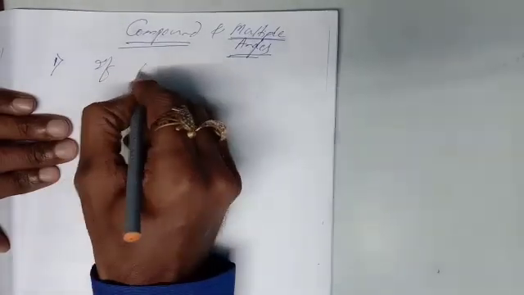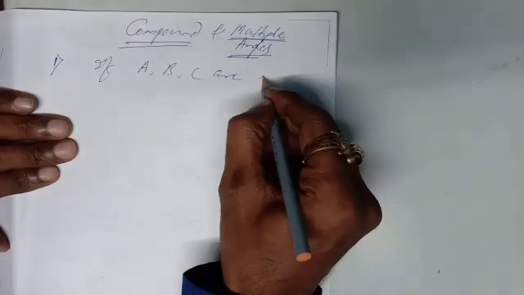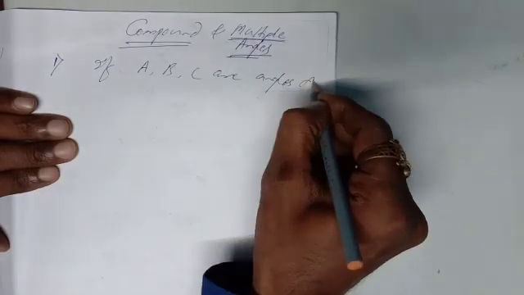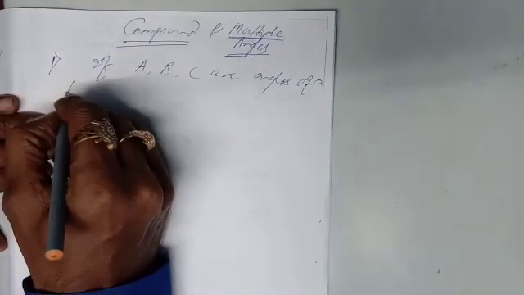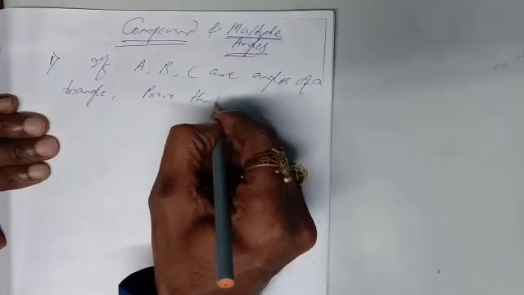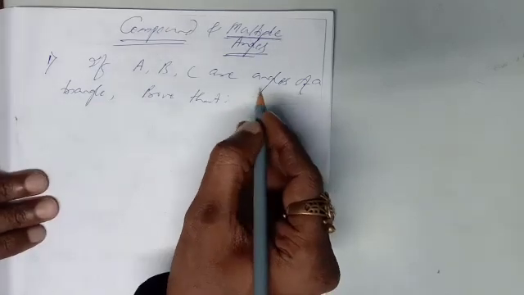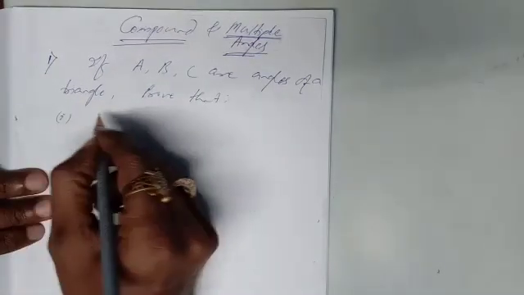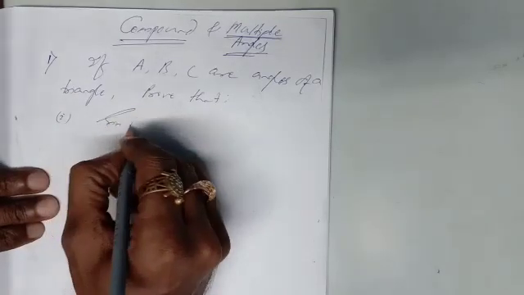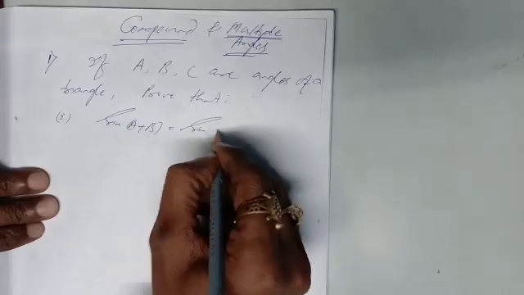If A, B, C are angles of a triangle, then prove that... ABC is a triangle. A, B, C are the angles of the triangle ABC. You have to prove, number 1, first part, that is sin(A + B) is equal to sin C. You have to prove this one.